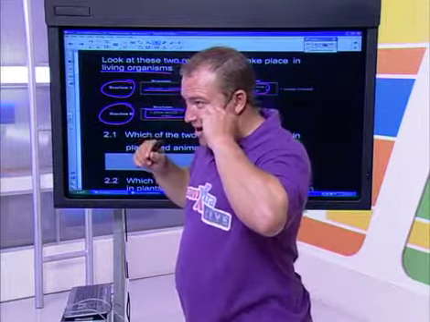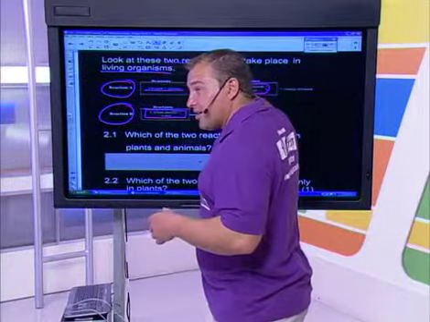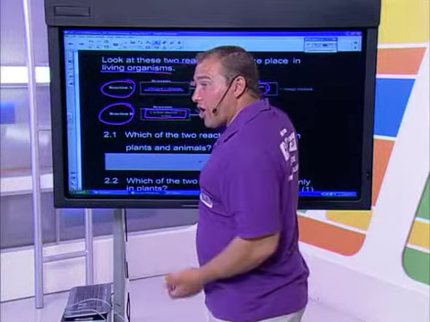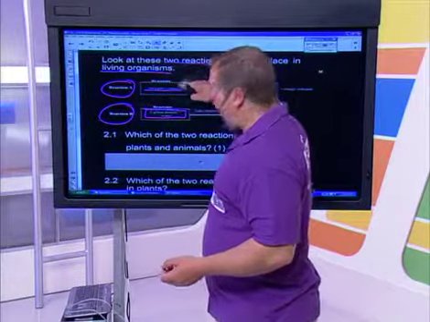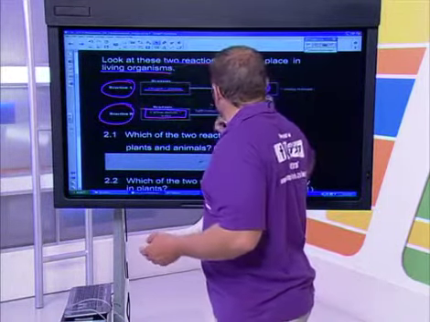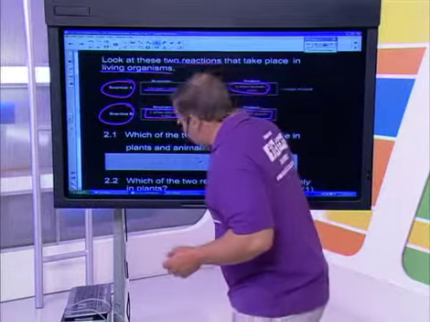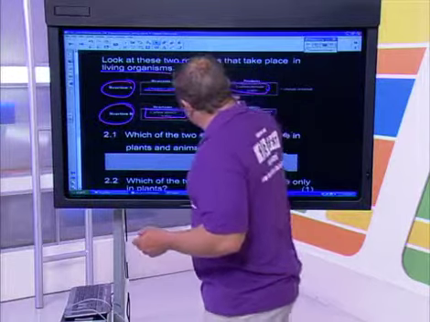Takes place in plants and animals. Plants and animals. Which process? I mean, this one is we using oxygen. Respiration. Okay, this is cellular respiration. That is cellular respiration, right? The bottom one is photosynthesis. So the one is making food. Yes. The other one is using it.